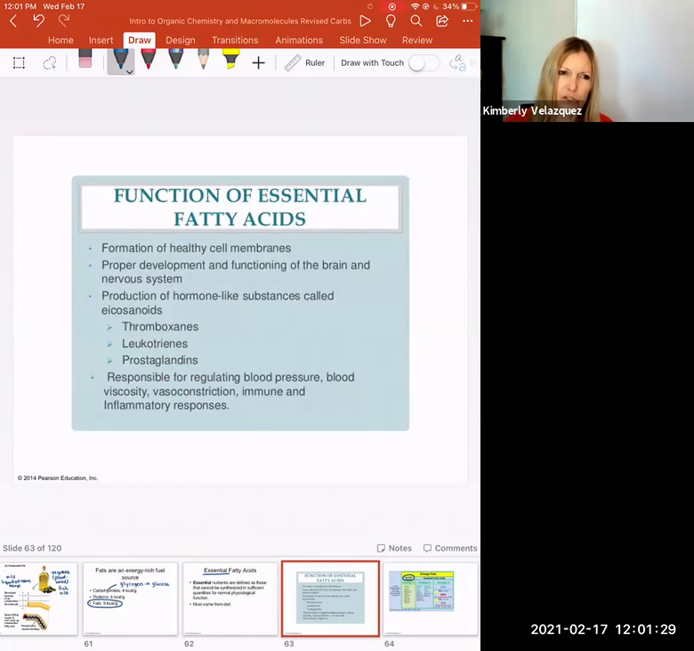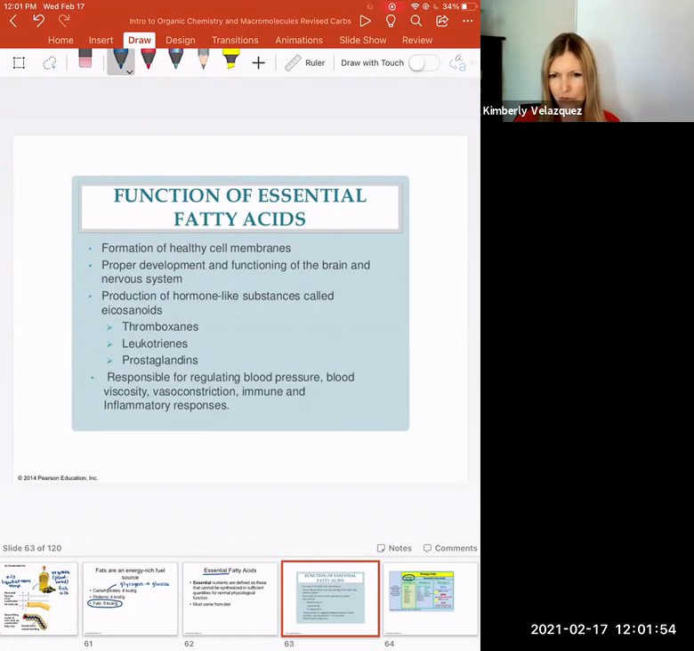You can see here, this is just a short list of what those essential fatty acids do: normal brain functioning, normal nervous system functioning, production of important hormones, regulating your blood pressure, your blood viscosity, vasoconstriction, immune responses, inflammatory responses, cell membranes. Really important to get a certain amount of healthy fats in your diet.